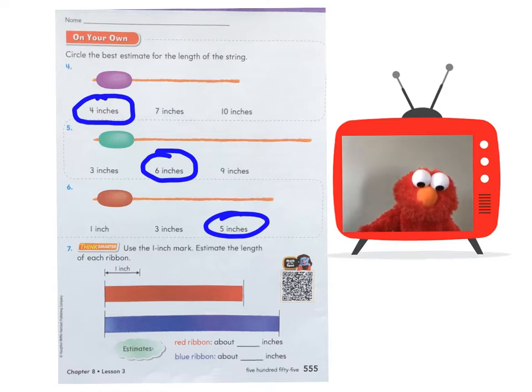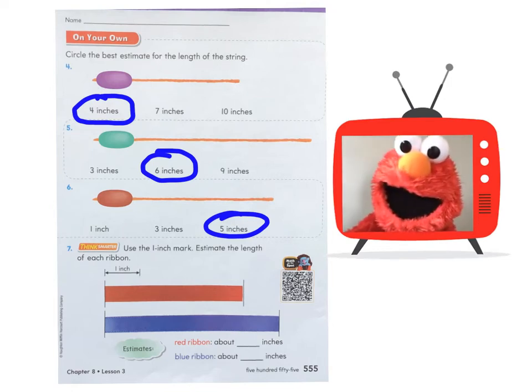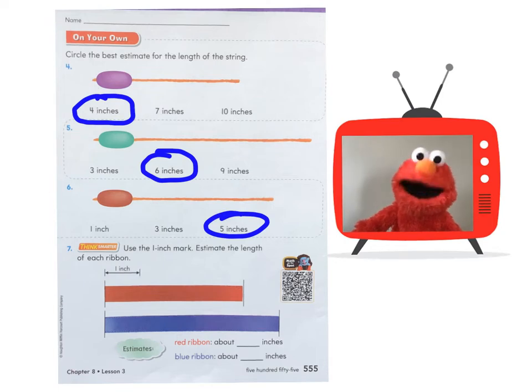For number 7, you had to estimate the length of the red ribbon and the blue ribbon. I like red. Red's my favorite color. Can you guess why? Bet you can't. Anyway, using the 1 inch indicator, you had to estimate the length of the ribbons.